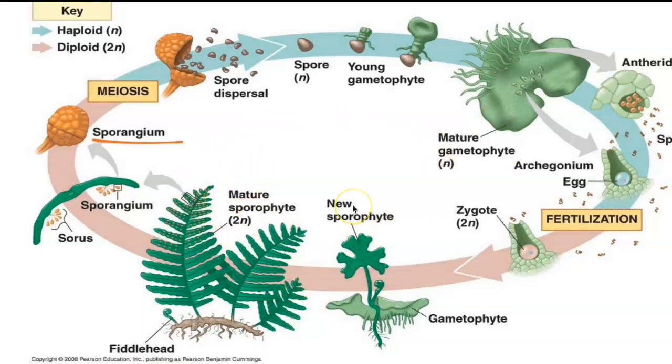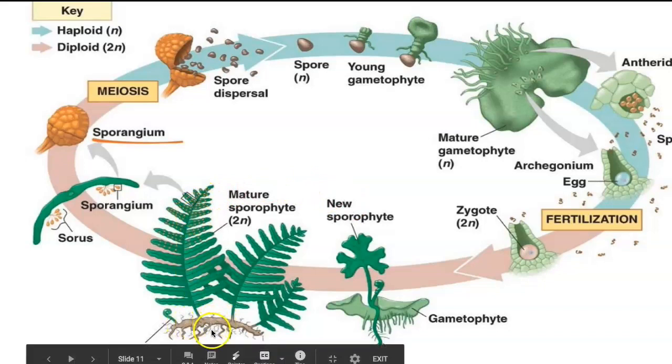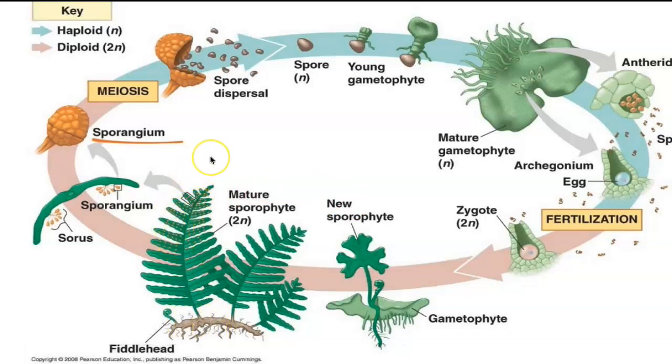And that's the general process for reproduction with these seedless vascular plants. Again, vascular because we have our leaf, we have our stem, we have our roots, but we don't have seeds. So these are the seedless vascular plants.